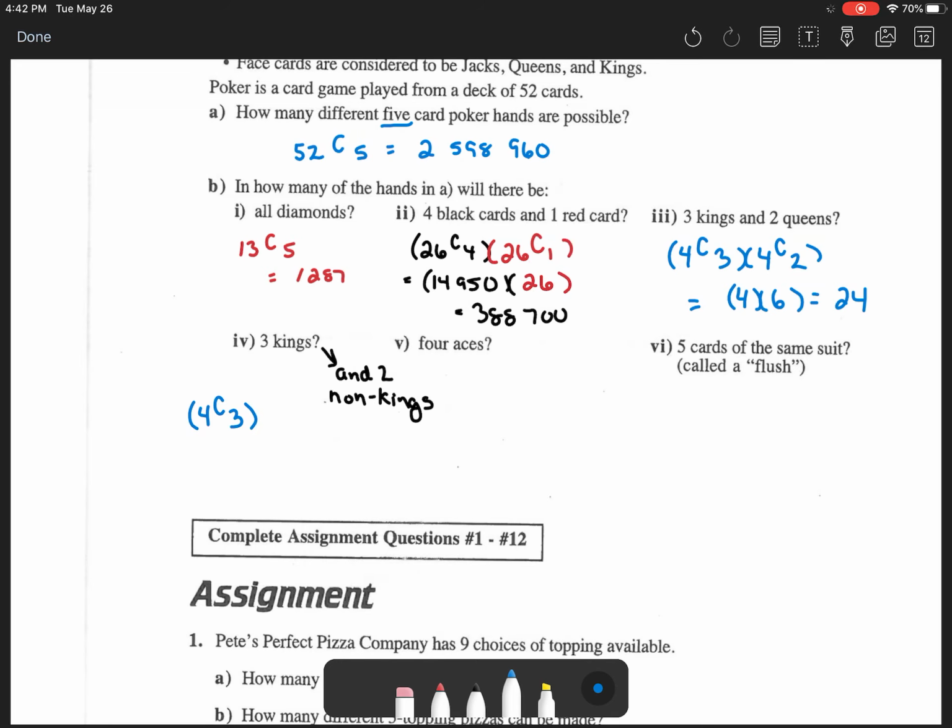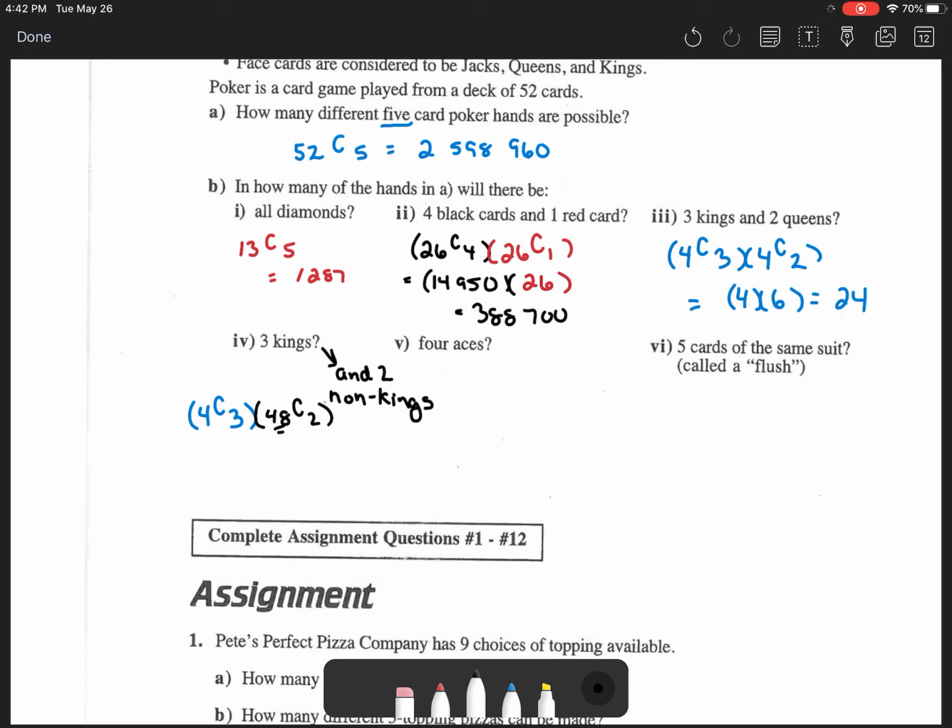So here's what happens. The 3 kings, well, there are 4 kings and I want to choose 3 of them. Okay, so there's choosing the 3 kings. Now I have to choose the 2 cards that are not kings. Well, I want to choose those 2 cards from everything that's not a king. So that's 48. Why 48? Well, because there are 52 cards in the deck. I get rid of the 4 cards that are kings. That means there are 48 cards that are not kings, and I want to choose 2 of those. Okay, so that's the calculation here.